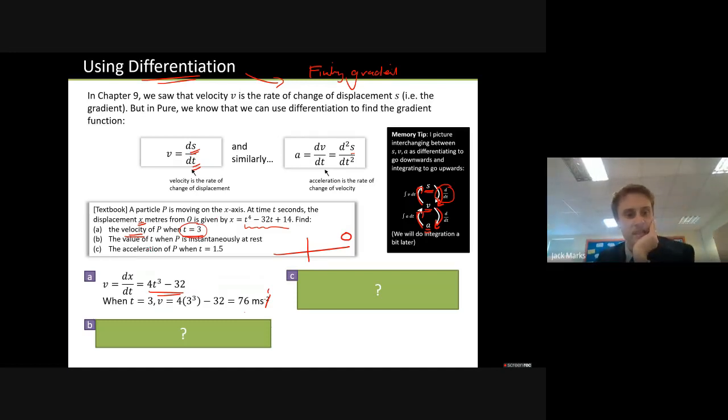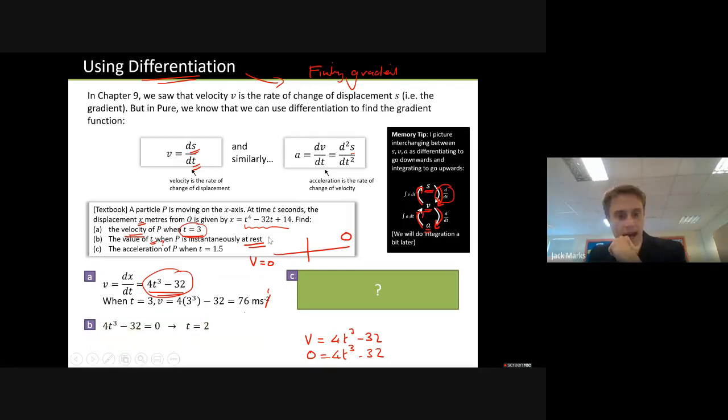What's the value of t when P is at rest? What does at rest mean? At rest means v equals 0. So we use the same one again. So v equals 4t cubed minus 32. When it's at rest, v is 0. So we're going to solve that one there. t is 2 is what we get.